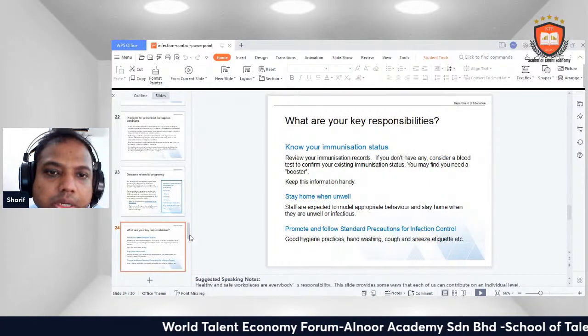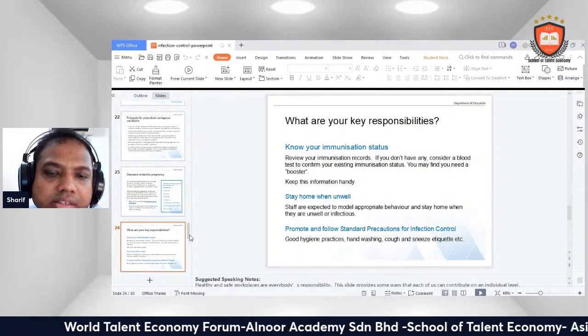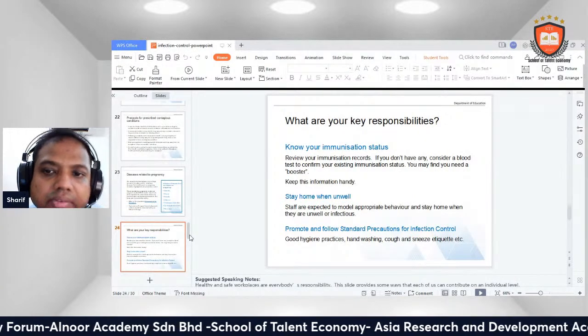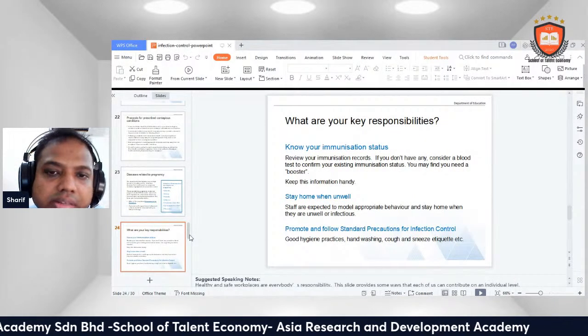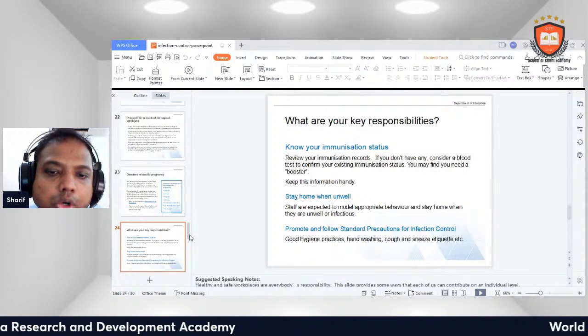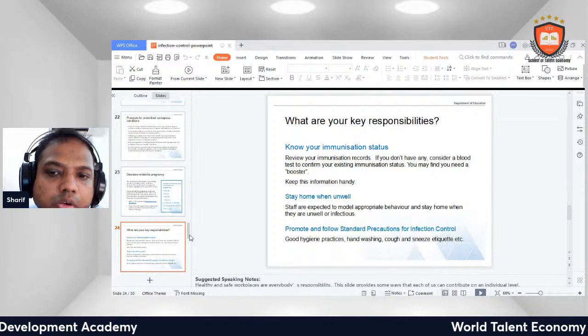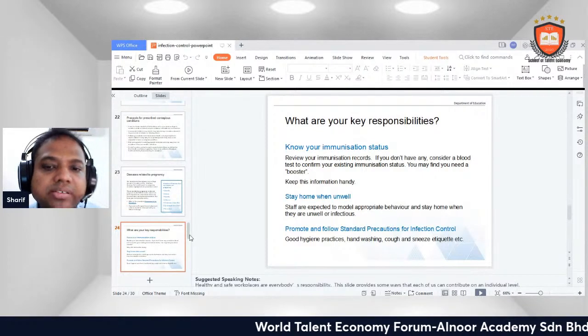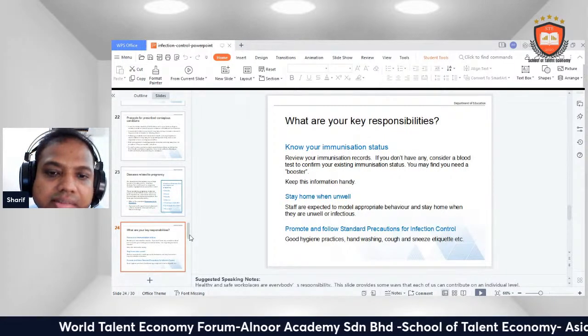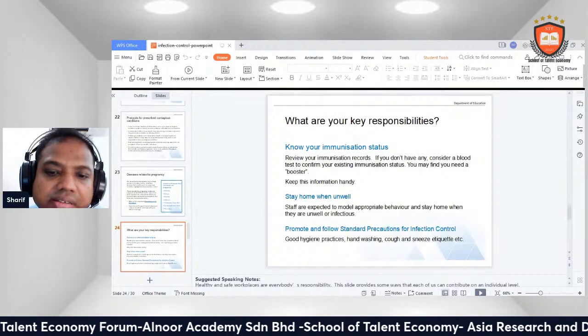The key responses: know your immunization status. Review your immunization record. If you do not have one, consider a blood test to confirm existing immunity status. You may find you need a booster. Stay home when unwell. Staff are expected to model appropriate behavior and stay home when they are unwell or infectious. Promote and follow standard precautions for infection control. Good hygiene practice, hand washing, and cough and sneeze etiquette, etc.